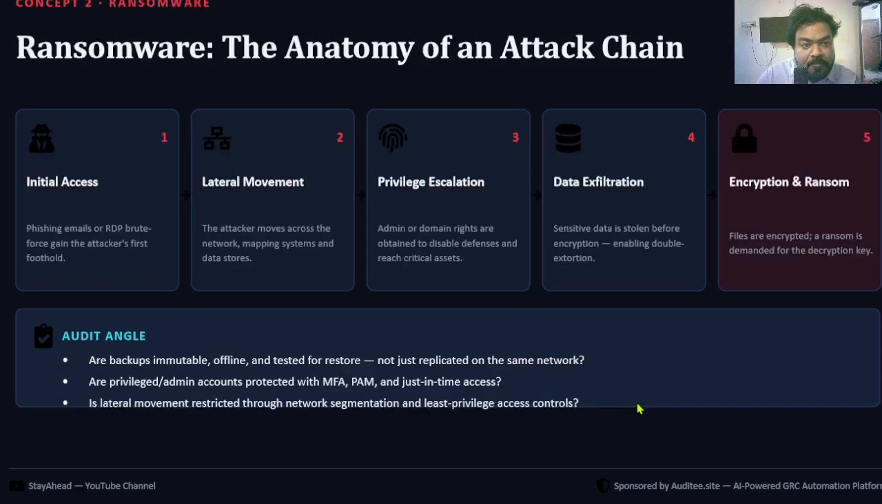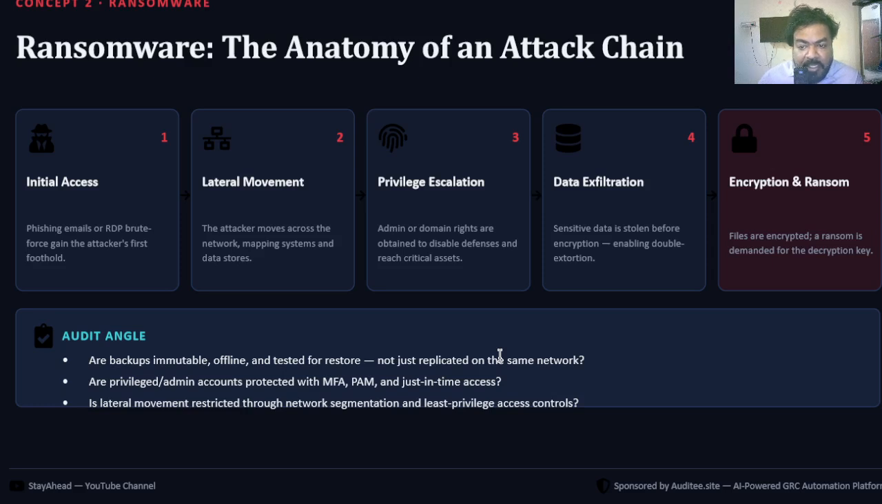Concept 2: ransomware attack. Ransomware deserves its own spotlight because it is, without question, the highest impact threat you will encounter as an auditor. Let's walk through the full attack chain because understanding every stage is what lets you audit each one individually.